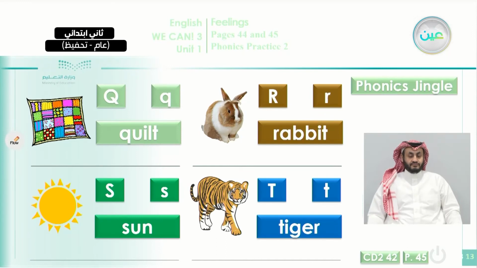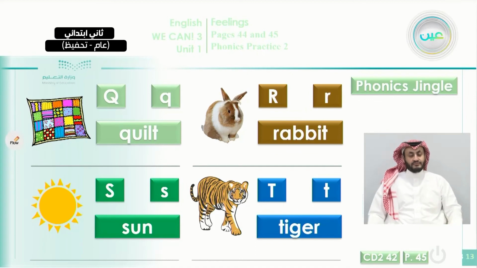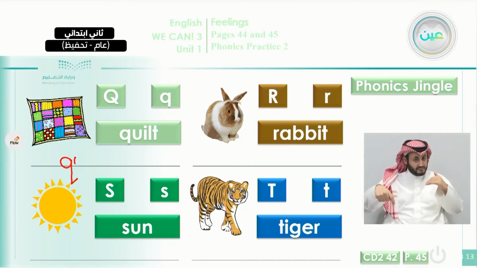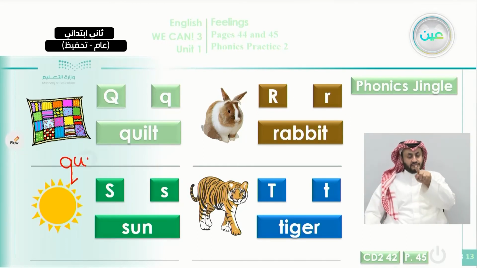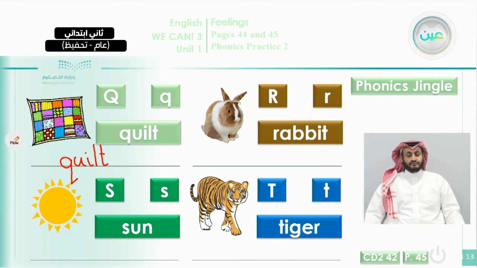Okay, let's move to writing now. To write these 4 words, quilt, the Q goes like this. Okay, it goes under the line, and here U, I, L, and T, quilt. Okay, when you practice writing, try to pronounce words that will help you improve many skills.